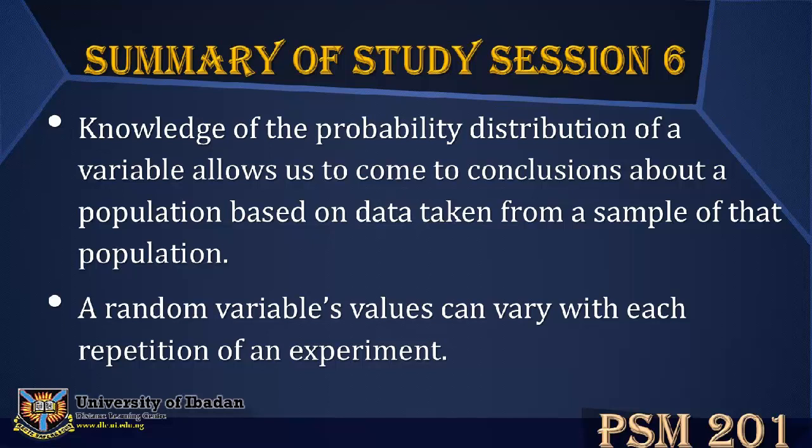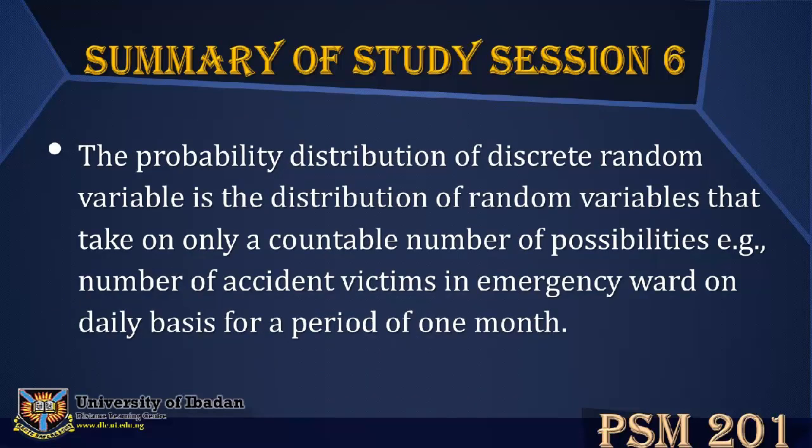A random variable's value can vary with each repetition of an experiment. The probability distribution of a discrete random variable is the distribution of random variables that take on only a countable number of possibilities, e.g., number of accident victims in the emergency ward on a daily basis for a period of 1 month.